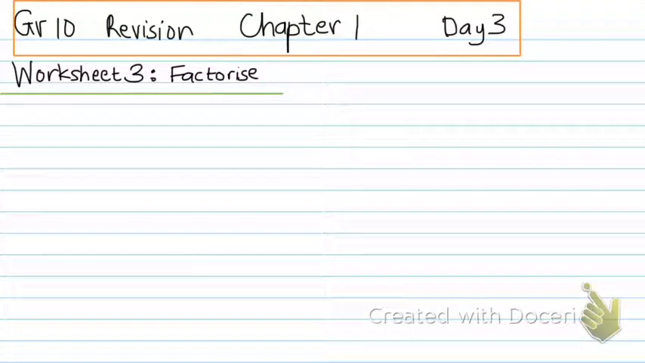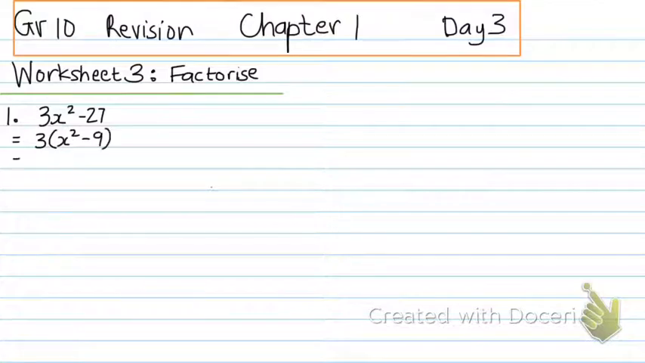So, number 1 is 3x squared minus 27. Okay, the first step for factorization is always to take out a common factor. The common factor here is 3. So it's going to be 3(x squared minus 9). Remember, when I take out a common factor, I have to divide each term with that factor.